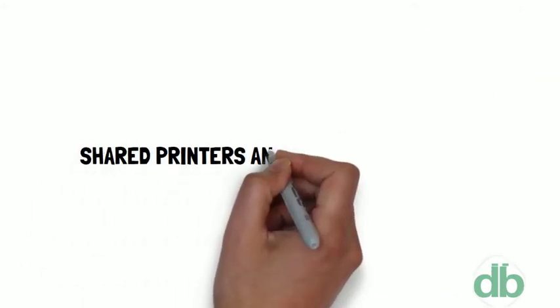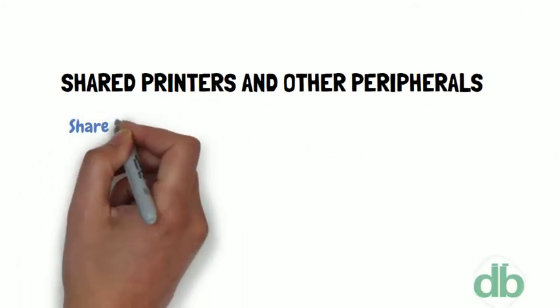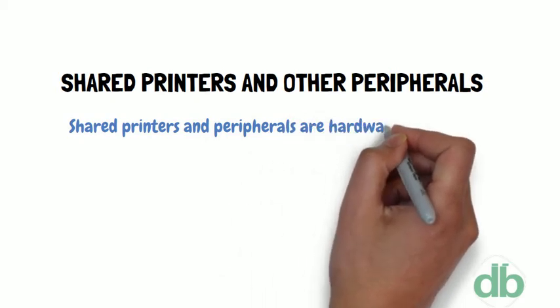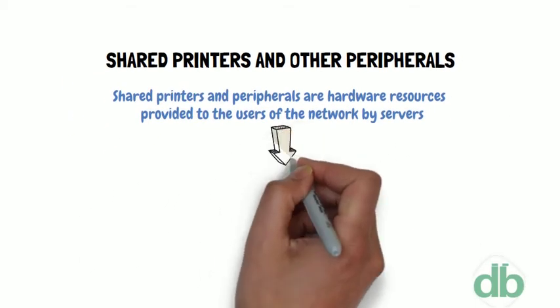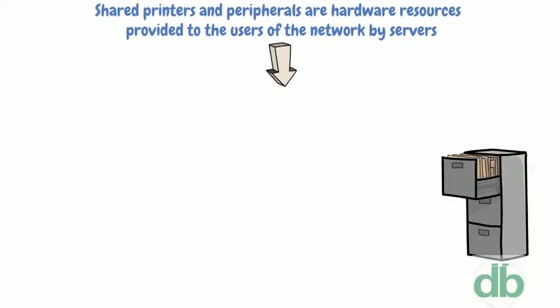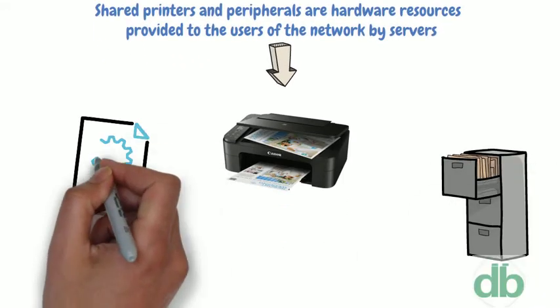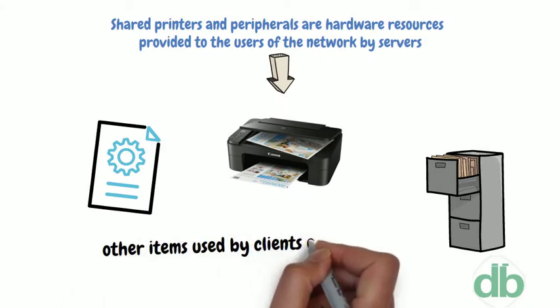Shared printers and other peripherals. Shared printers and peripherals are hardware resources provided to the users of the network by servers. Resources provided include data files, printers, software, or any other items used by clients on the network.